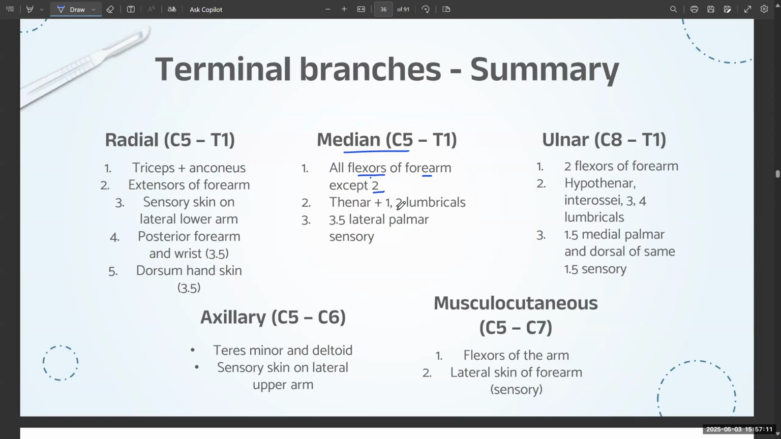And then you have thenar muscles, which are the thumb, and the 1 and 2 lumbricals. Then you have 3.5 lateral palmar sensory. Just look it up in the previous slides.